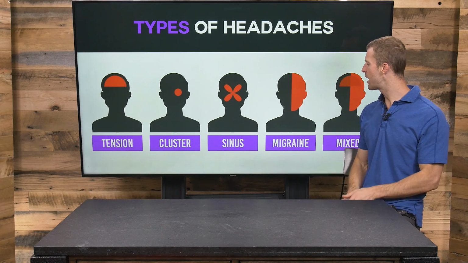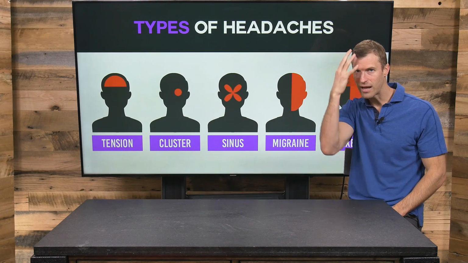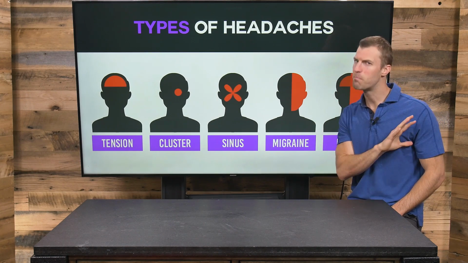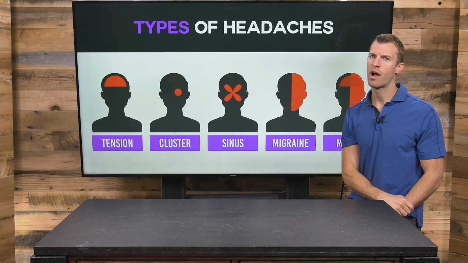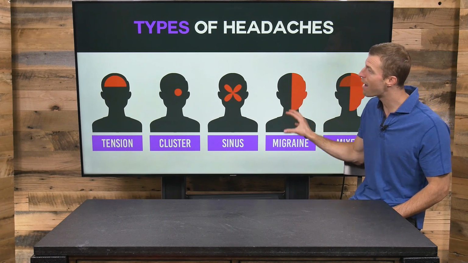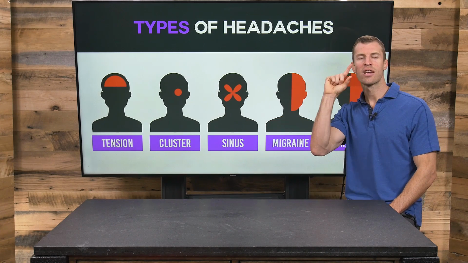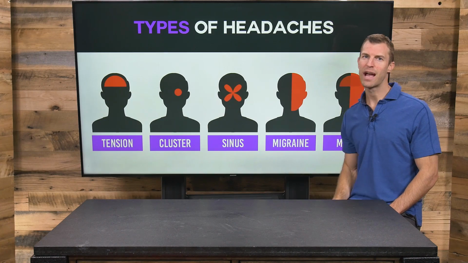Then we have migraine headaches. Migraine headaches will often affect one side of the body, an entire side, and those are the most debilitating by far of all headaches. And then mixed headaches can often be a combination of both migraine and tension headaches together, and that tension headache can often then trigger that migraine headache.